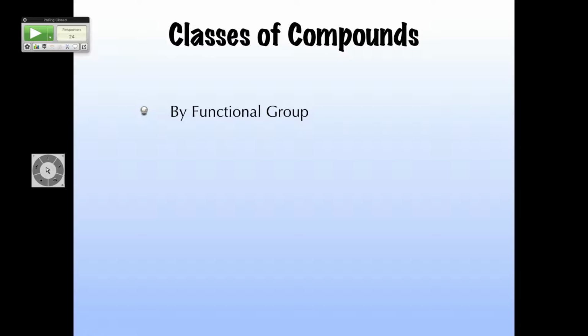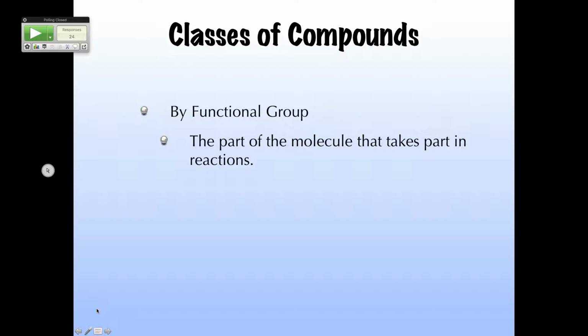Okay. All right, so we classify compounds by functional groups. The functional group is the part of the molecule that takes part in reactions. It's the party part. It's the cool part. How do you know it's a functional group? It's not carbon or hydrogen. Carbon and hydrogen are boring. I mean, we need them, but they're kind of boring. They don't get to play around very much. It's the other elements, oxygen, nitrogen, halogens. They get to do all the fun stuff. So that's what we're going to look at.